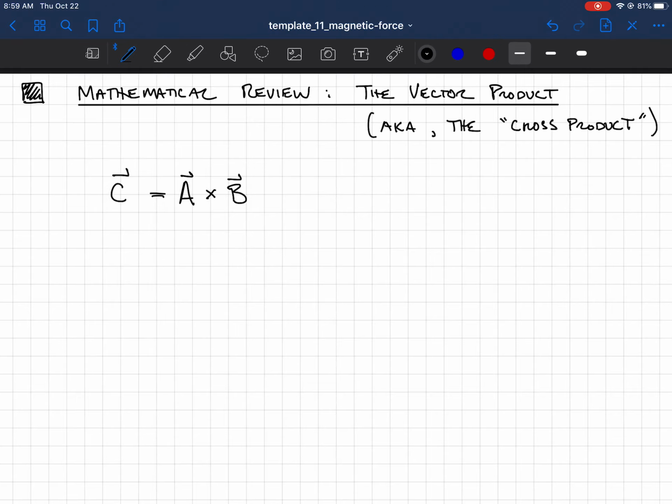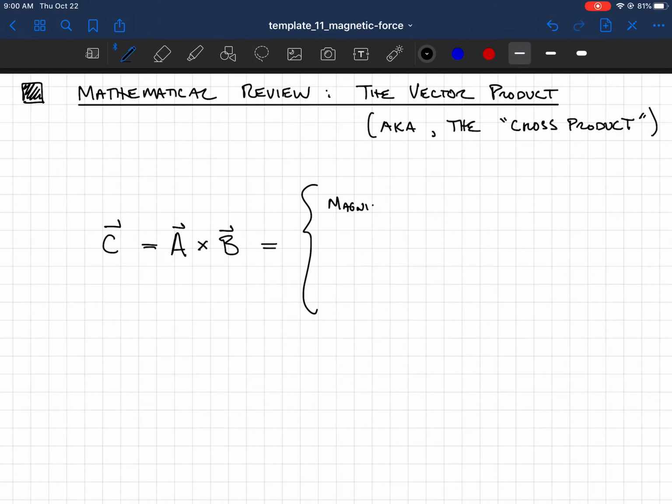So what is that? Well, it's a vector, so that means that we need to indicate both its magnitude and its direction. So let's first talk about the magnitude. And the magnitude, it turns out, is something that looks similar to the expression for the dot product, for the scalar product. It's the magnitude of the first vector times the magnitude of the second vector times the sine of the angle between the two vectors.